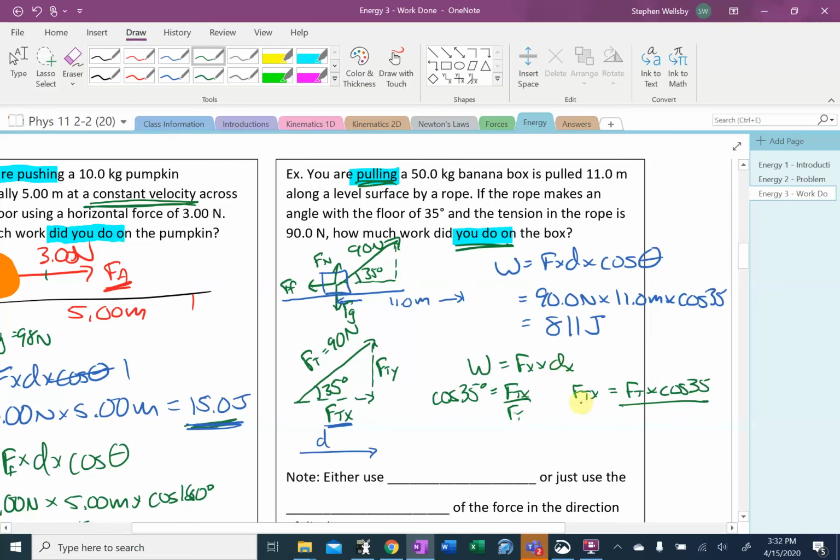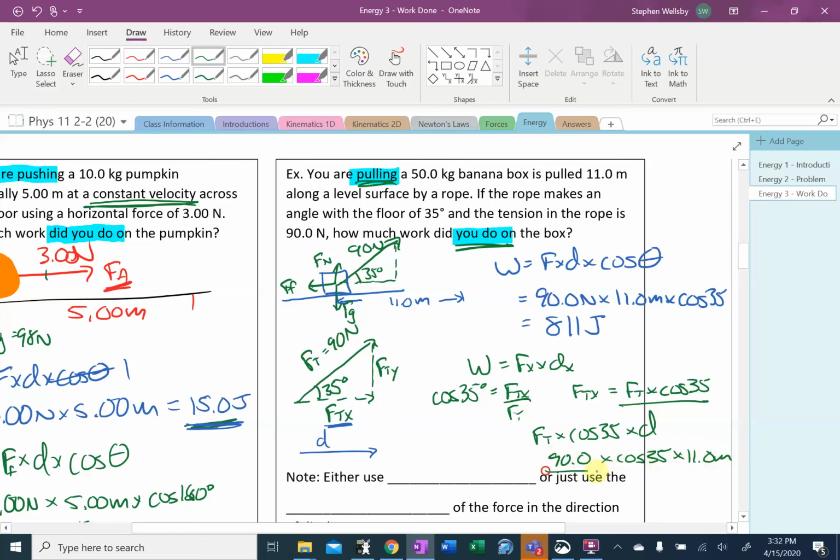So let's put this as a formula. We're going to use the F in the x direction, which is FT times cos 35, and we're going to multiply that by the distance, which we can call distance for now, and then we'll plug in the numbers. So this is going to be 90 newtons times cos 35 times 11 meters.